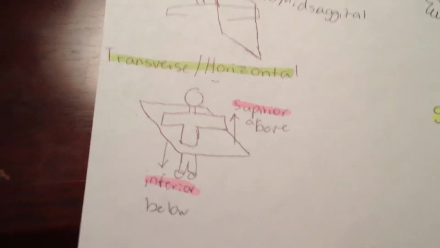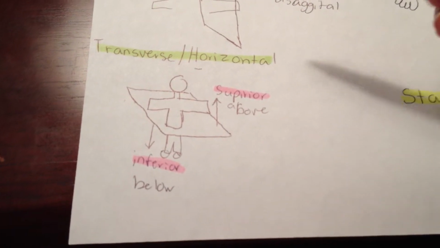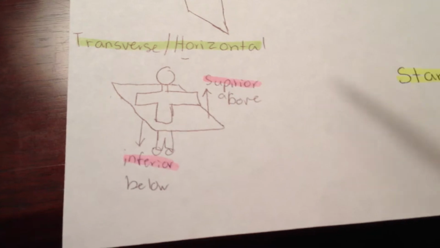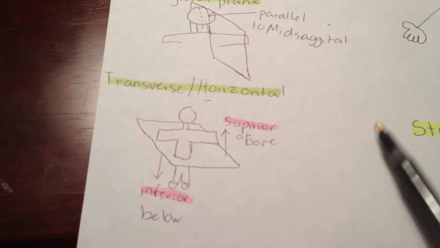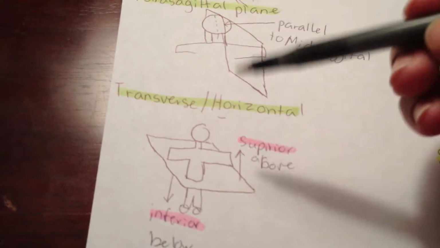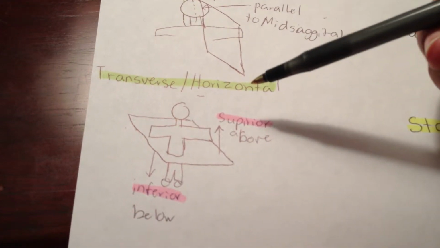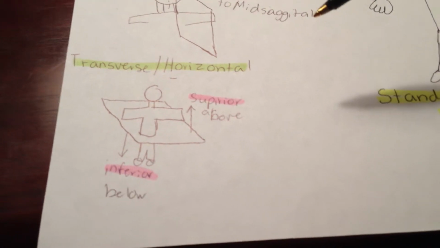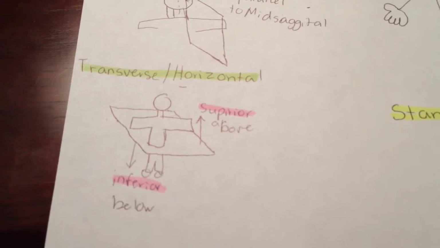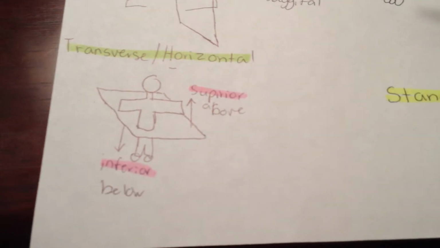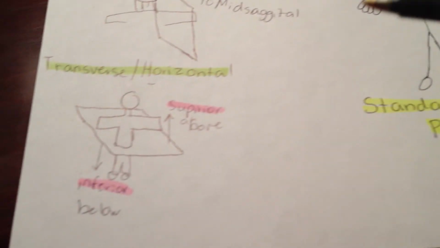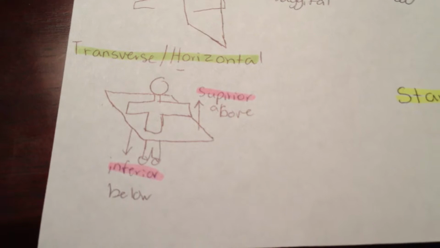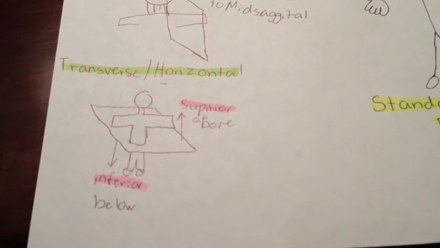Now we have the transverse or horizontal plane. This plane is perpendicular to the mid-sagittal plane. It cuts the body in half from the waist down, and things that are above are superior, things that are below are inferior. Superior doesn't necessarily mean that it's any better than the inferior. This is just the term that they use. So you could say that the aorta is superior to the bottom of the heart because it is above the heart.